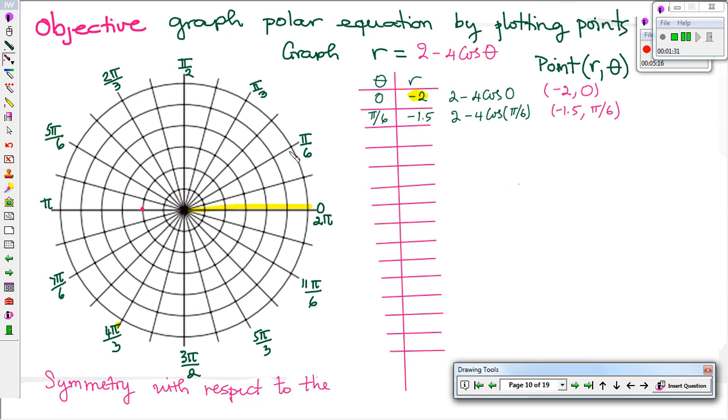So I'm going to the graph. I'm looking for pi over 6. So again, this is the terminal side of pi over 6, but the point cannot stay on this terminal side. It has to stay on the opposite. So you can look here, it will be 7 pi over 6. So now I'm going to plot the point. I'm looking for the distance from the pole, which will be 1.5. So we'll do 1, 2, so 1.5. So far if you connect the points, it will look like this.